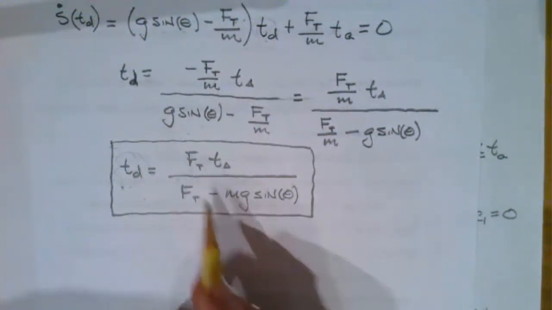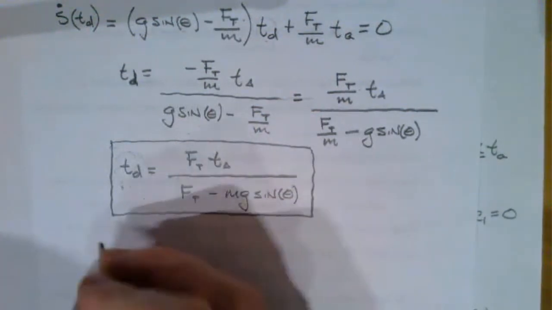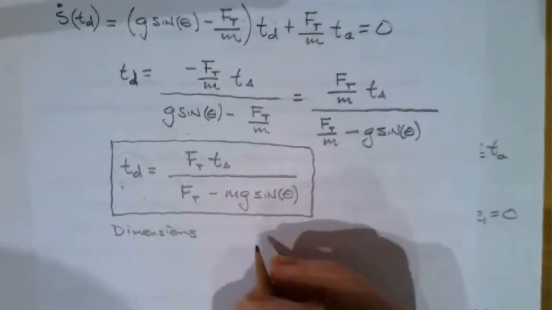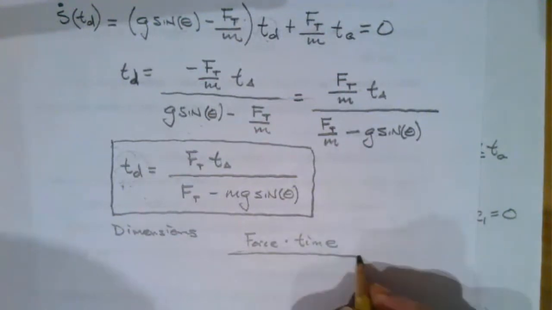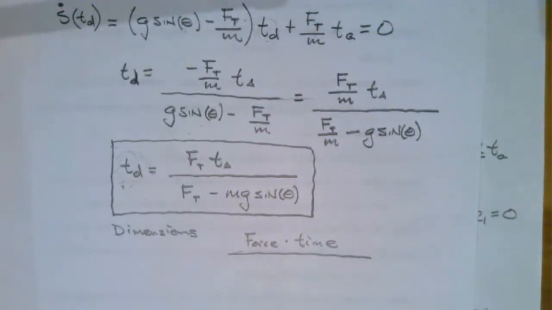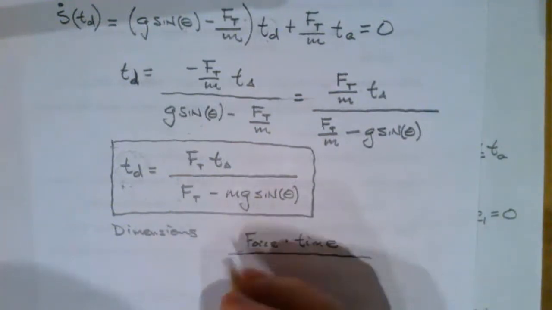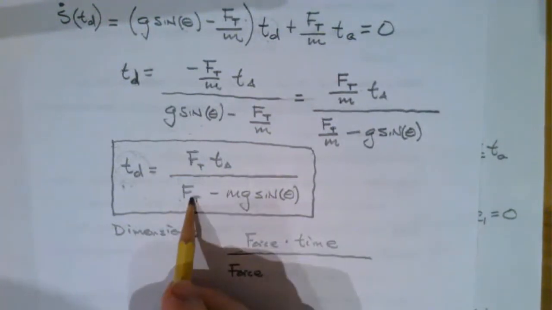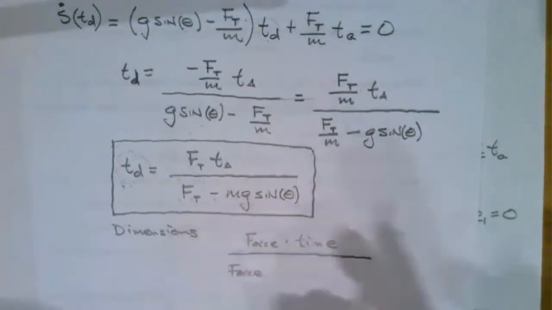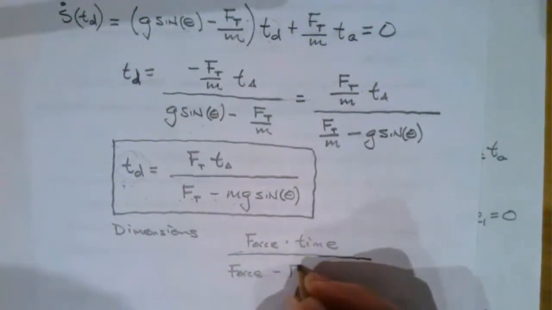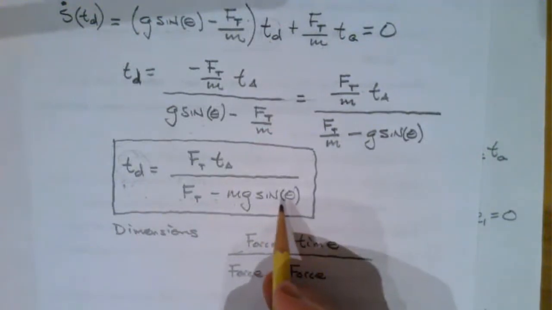I think the easiest way to do this is in terms of force, right? I'll just write dimensions here. In the numerator, I have a force times the time. And the denominator, what do I have? In the denominator, I have a force, right? That's the rocket car thrust. And I have an mg. Mg is the weight, right? Weight is a force minus a force times sine of theta.